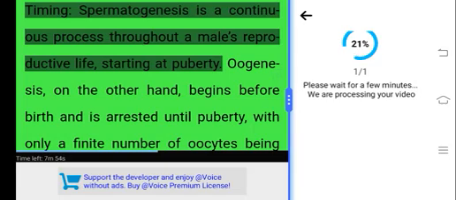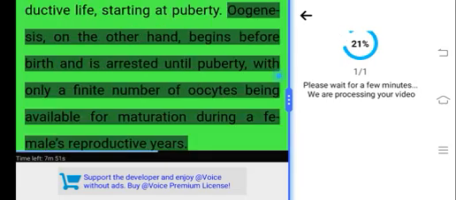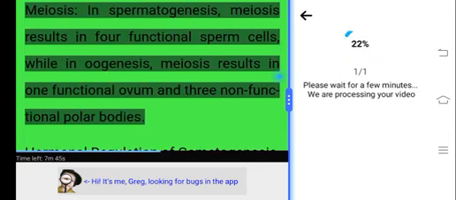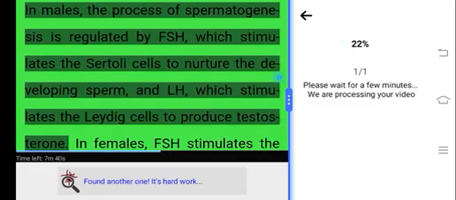Timing. Spermatogenesis is a continuous process throughout a male's reproductive life, starting at puberty. Oogenesis, on the other hand, begins before birth and is arrested until puberty, with only a finite number of oocytes being available for maturation during a female's reproductive years. Meiosis. In spermatogenesis, meiosis results in 4 functional sperm cells, while in oogenesis, meiosis results in 1 functional ovum and 3 non-functional polar bodies.